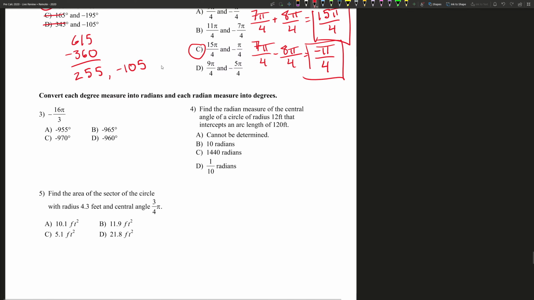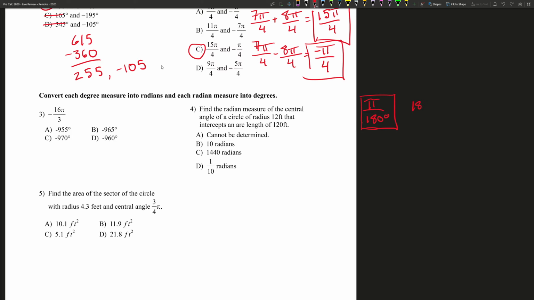Converting each degree measure into radians and each radian measure into degrees. And this is one-sided direction for these three. That's okay though. This is stoichiometry in really general terms. We're converting one unit to another unit, and we need a conversion factor. Every pi radians is equal to 180 degrees. So when we multiply by this, that's really just multiplying by 1.